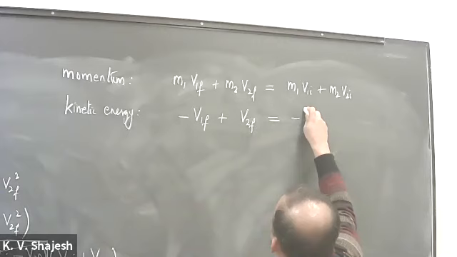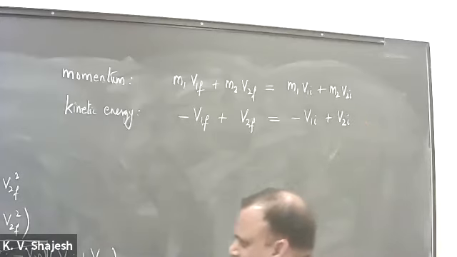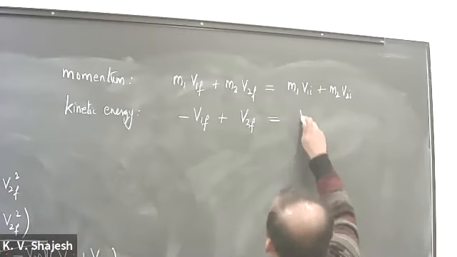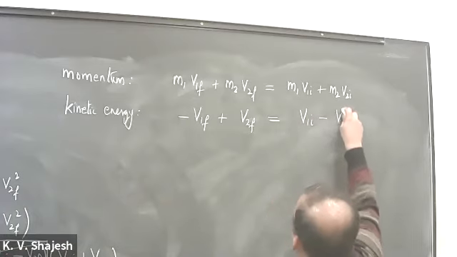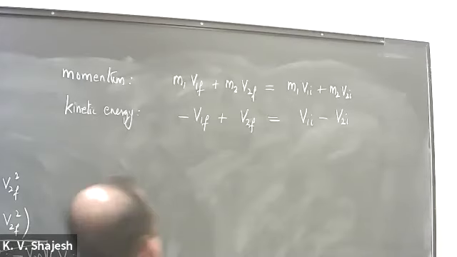So that's minus v1 initial plus v2 initial. Let me check if I did that correctly. So minus v1 final plus v2 final. Oh, opposite sign. Sorry. So that's v1 initial minus v2 initial. I took all the v1 final to the right and v2 initial. But yes, that's correct. Let me know if you see any mistake in that.